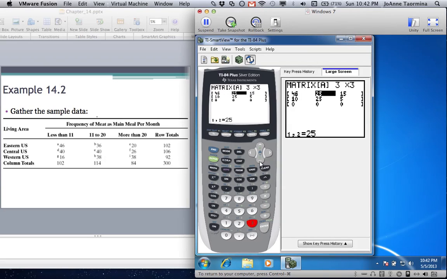46, 36, 20, 40, 26, 16, 38, 38. And now we run the chi-square test.